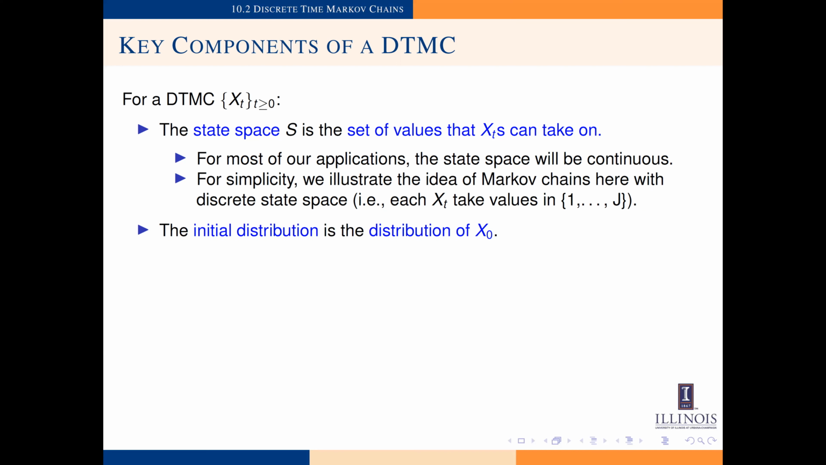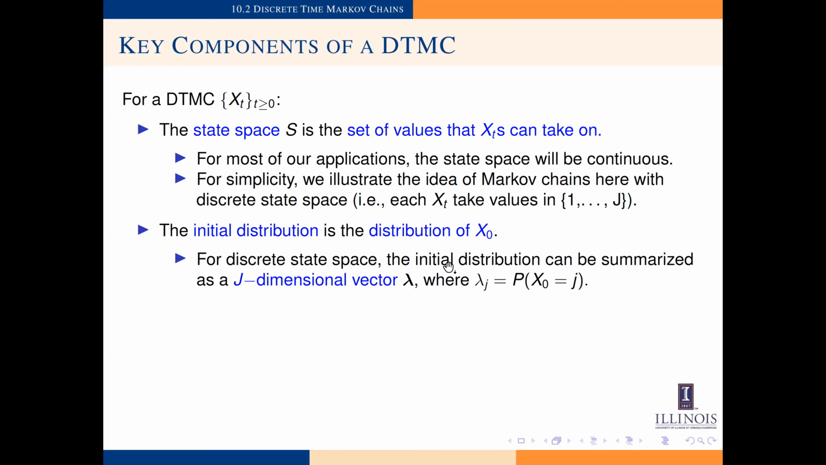The other component of a Markov chain is the initial distribution, and that is the distribution of X0. For discrete state space Markov chains, the initial distribution can be summarized as a J-dimensional vector lambda, where the jth entry of lambda is the probability that X0 is equal to j. And that's, say, what is the distribution of X at the very first time point.